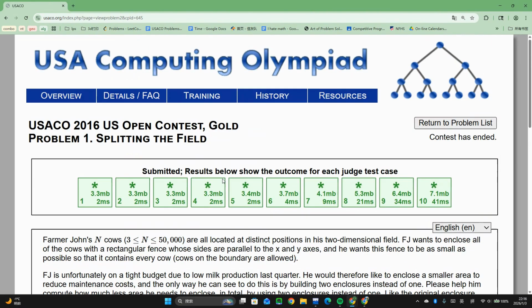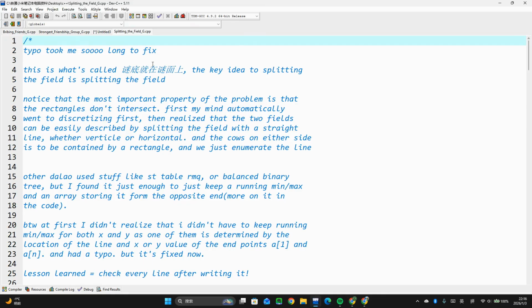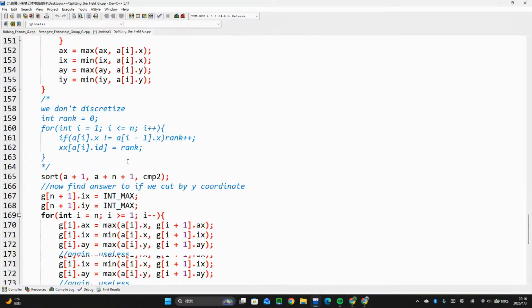Okay, literally, this problem, the solution is the title. The solution is to split the field, literally. So let's take a look at it. Yeah, and I also typoed apparently.